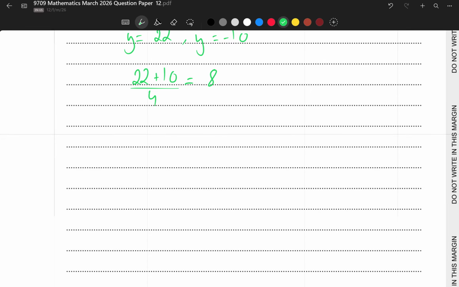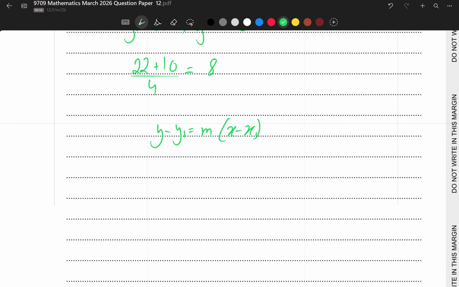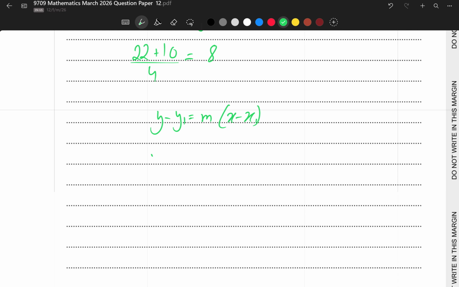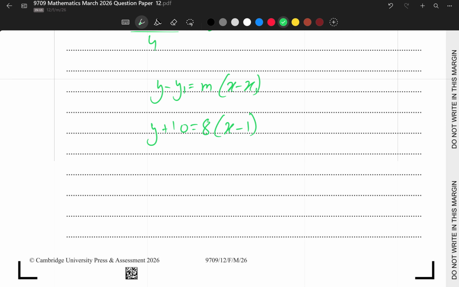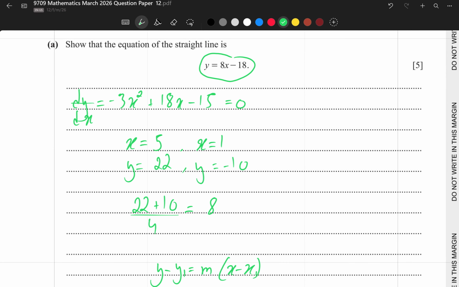Now we have got the gradient and we'll use the equation y - y1 = m(x - x1). Let's use the coordinates (1, -10). So y - (-10), which is y + 10, is equal to 8 times (x - 1). Now if we solve it to make y our subject, we'll get y = 8x - 18, which is the equation of the line that we had to show.